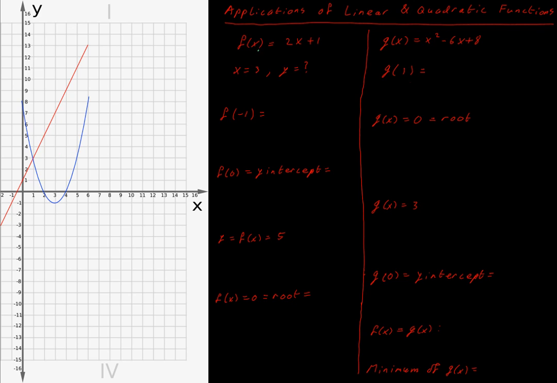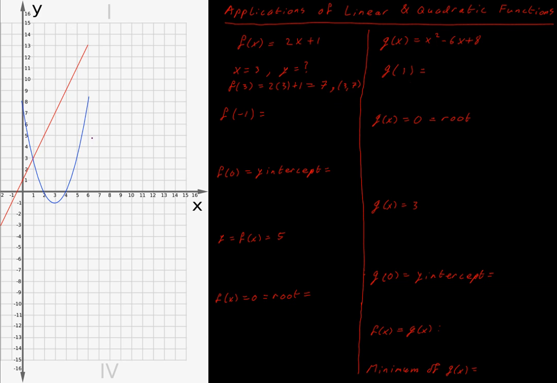Now, if I'm dealing with f of x, my red line, straight line, and I have x is equal to 3, what would y be equal to? Well, f of 3 would be equal to 2 by, I put it in brackets, 3 plus 1. I put that into my calculator and I would get 7. So the coordinates of my point would be 3, 7.